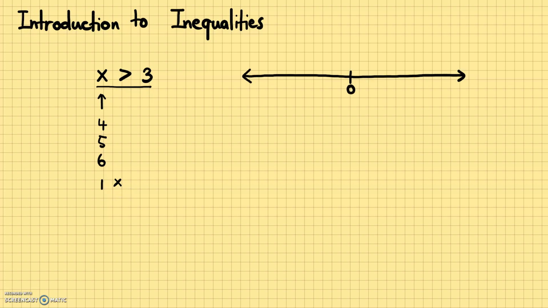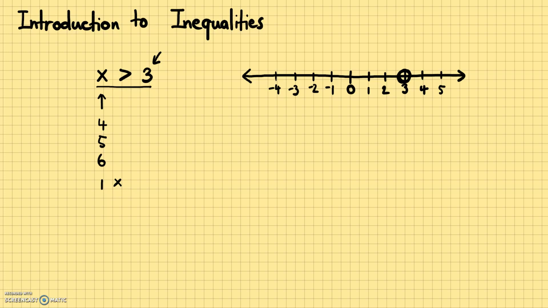Okay, we start with 0, and then we have 1, 2, 3, 4 this way, and then on the other side we're going to have negative numbers. Okay, and then circle this number on the number line. This number right here. So it's going to be 3. Actually, let's add a few more numbers here. And x is greater than 3.